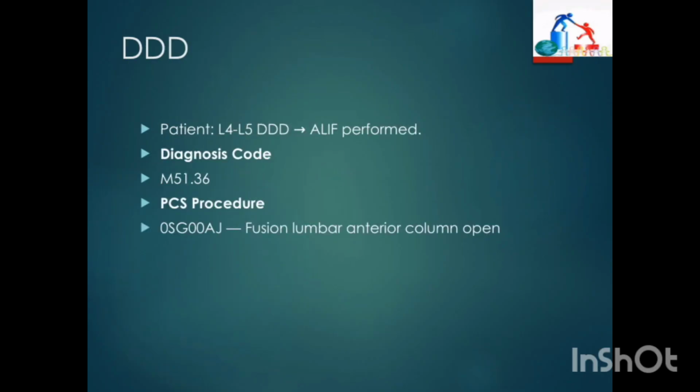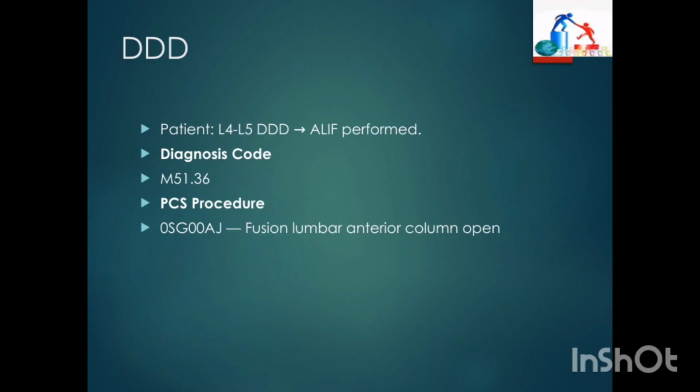Today, I want to highlight a specific case involving a patient with a diagnosis of L4-L5 degenerative disc disease, or DDD. In this instance, the treatment performed was an anterior lumbar interbody fusion, commonly known as ALIF. This procedure is indicated for cases like this, where the disc degeneration causes significant symptoms or instability. The diagnosis code associated with this condition is M51.36, which helps us categorize and track the patient's diagnosis accurately.